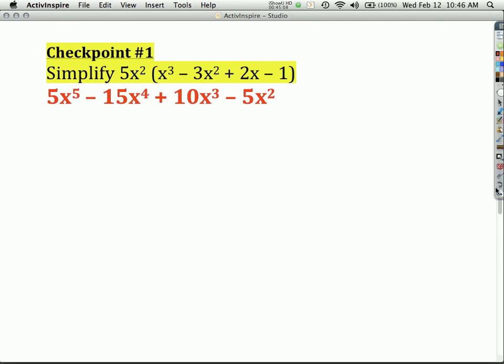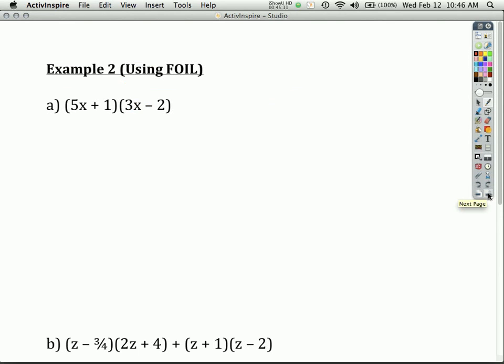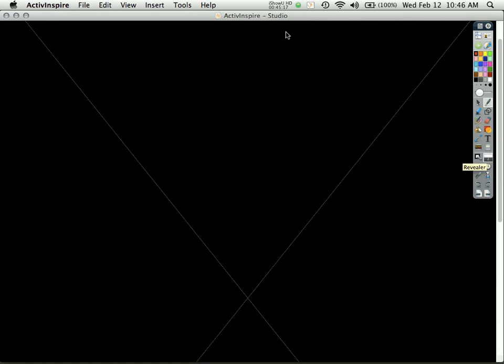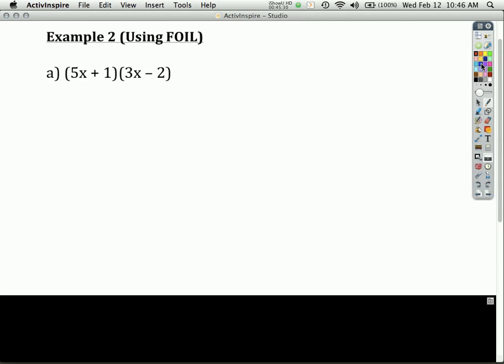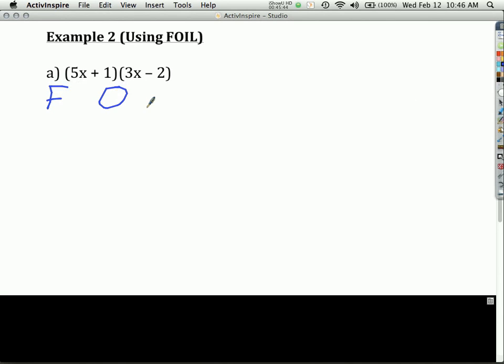Okay? All right, so now let's go back to the memory device that's supposed to help us, FOIL. And as Alyssa pointed out in part B of the last example, we basically already did it. This first time I use it, I'm going to actually write out the letters. We're going to write out the F, the O, the I, and the L. But after that, we're not going to write them. We're supposed to know it in our head. So, the F, the O, the I, and the L.